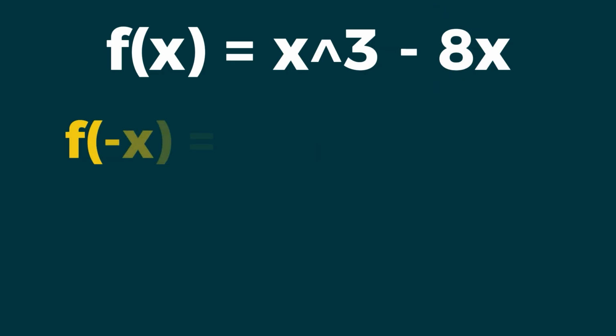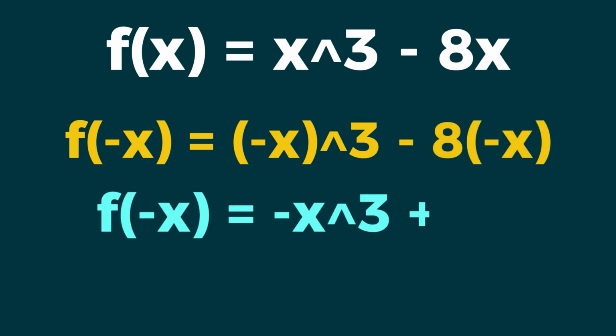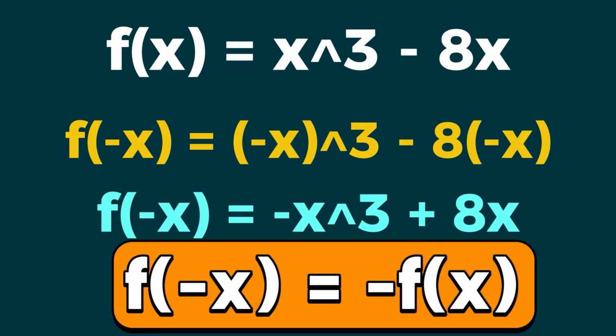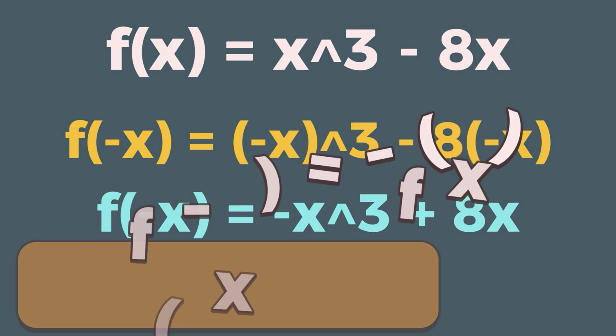Instead of x, we put negative x: negative x to the power of 3 minus 8 times negative x, it becomes negative x to the power of 3 plus 8x. So here, f of negative x becomes negative f of x, and we have proved that this function is an odd function. And that's it. Now let's look at another example.